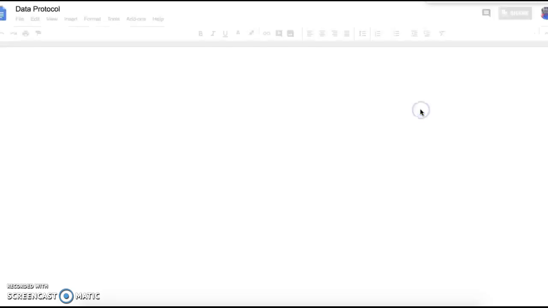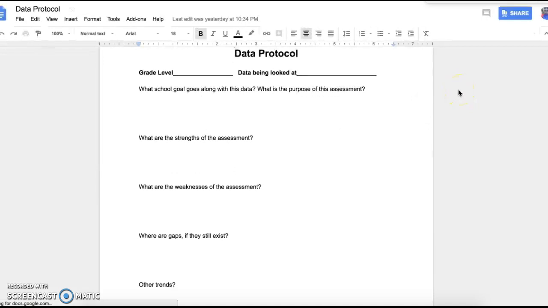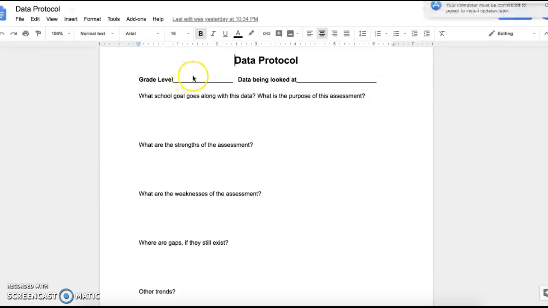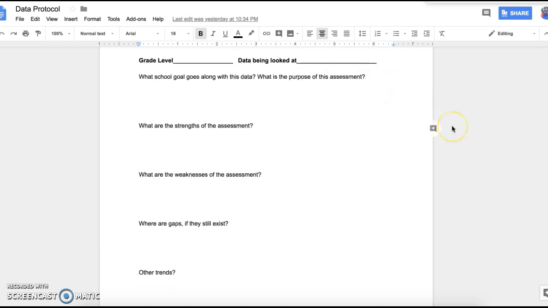So when the data team looks at their different types of data, they can use this worksheet. So they would look at the specific grade level, then also what data is being looked at. So maybe it's Lexia, Read Well, anything that they can look at for coming up with the action plan. Then there's a few questions to answer.